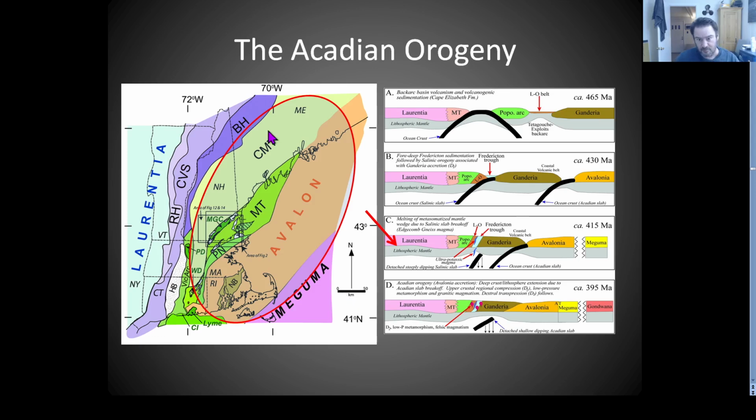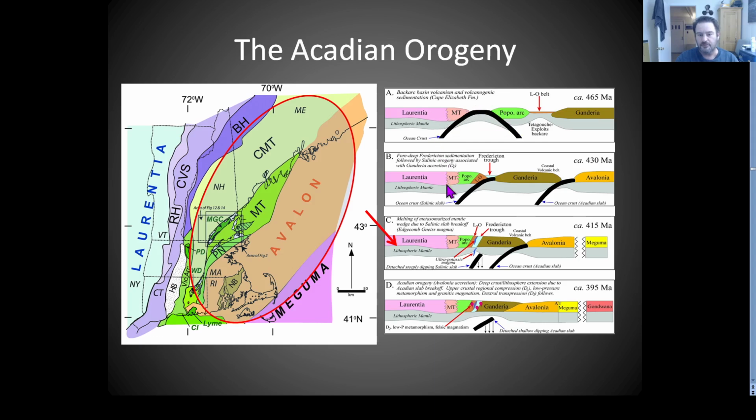In any case, this is a cross section, sort of describing it. You have Laurentia here. This would be what was left. This is part of the Taconic. And what happened was, once the Taconic came, subduction was over this way.